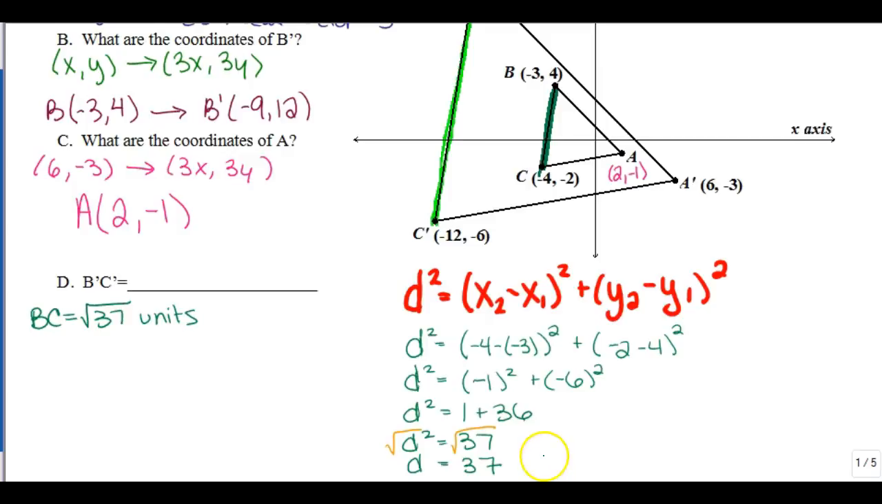Using the distance formula, we get that BC has a length of the square root of 37 units. Using the fact that our pre-image was dilated by a factor of 3 to get our image, all I need to do is multiply the length of BC by 3 to get B', C'. So B', C' has a length of 3 square root 37 units.